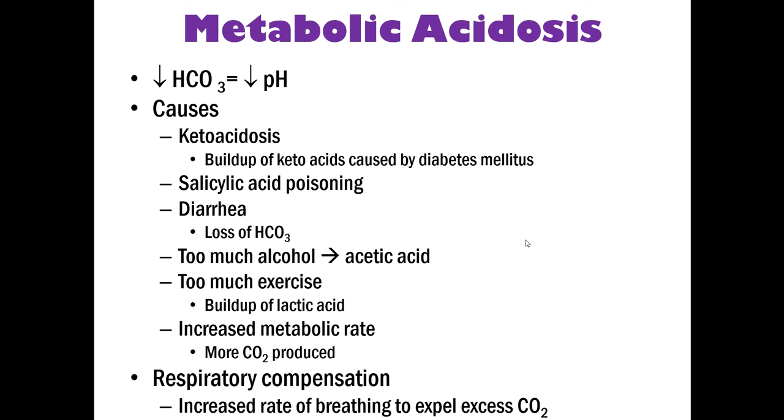And then lastly, an increase in your metabolic rate, right? Let's say you have an overactive thyroid. That thyroid is going to be producing lots of thyroid hormone, which is going to jack up your basal metabolic rate, and your body's going to produce more carbon dioxide. More carbon dioxide, more acidity. In terms of compensation, one of the things the respiratory system will do is hyperventilate. You will increase the rate and depth of your breathing in order to expel the quote-unquote excess carbon dioxide, which will bring your pH back to normal.